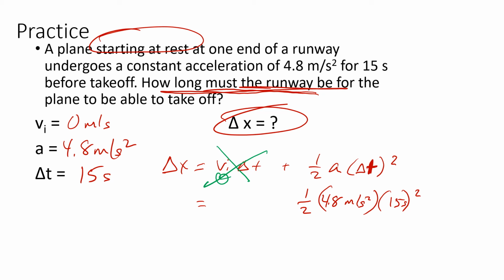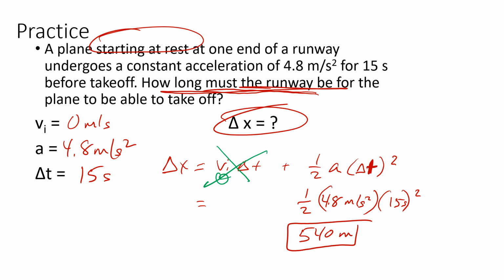What is my delta x? So it says half times 4.8 times 15 squared. I ended up getting 540 meters.